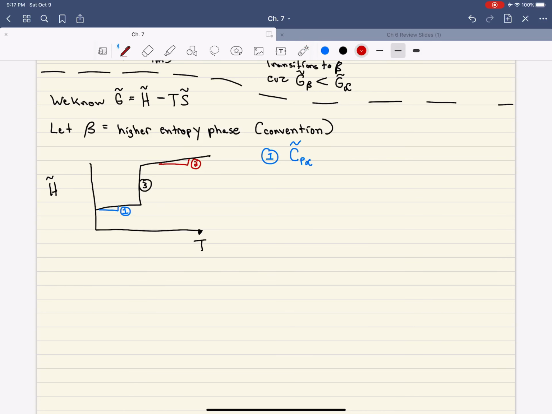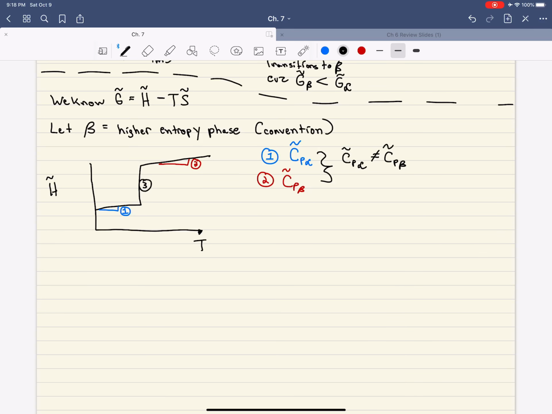Similarly, at the high temperatures, that slope corresponds to Cp of the beta phase. Generally, if you look at two different phases, the heat capacity of the alpha phase is generally not equal to the heat capacity of the beta phase. The reason for that has to do with how the molecules behave when they're in the different phases.